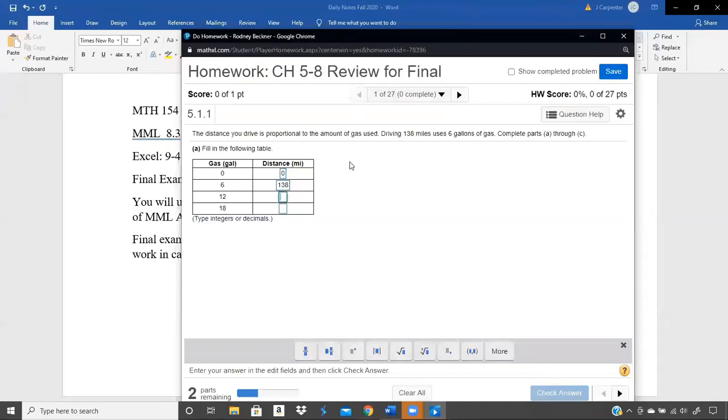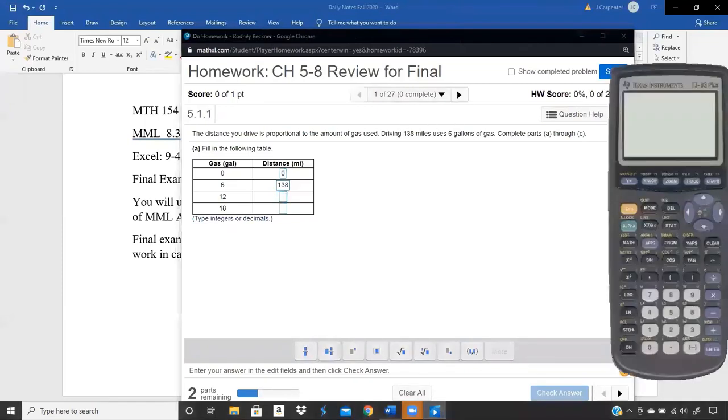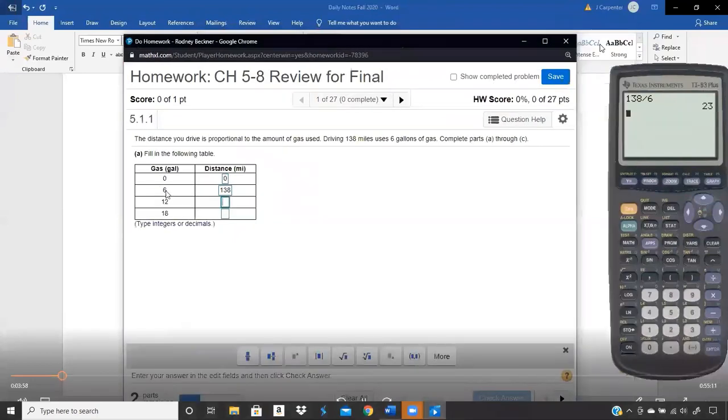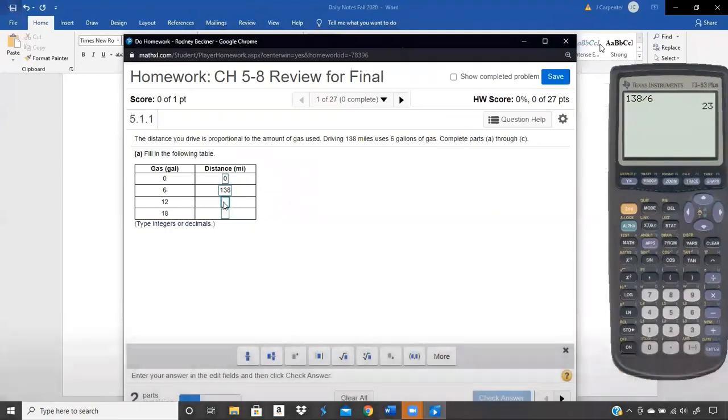All right, so the next one, now you might say, okay, I need to figure out how many miles I can get per gallon, so I need to do 138 divided by 6. This is arbitrary, I don't have to do this, but you could. If I did 138 divided by 6, we can see that we can go 23 miles every time we use 1 gallon, because the 138 is miles and the 6 is gallons, so the units would be miles over gallons. So 23 miles per gallon is our fuel consumption rate. Again, we don't actually need this based on how this table is set up, because the next is a 12 and then an 18. We're just doubling and tripling these values, which means we could just double and triple that 138. So if you double 138, 138 times 2, you get 276.